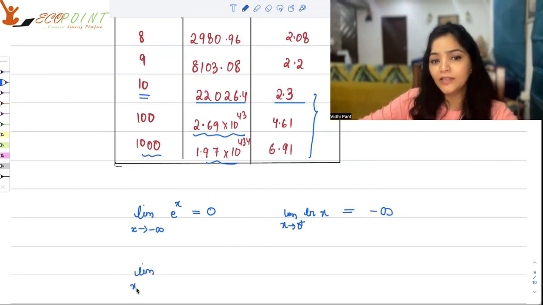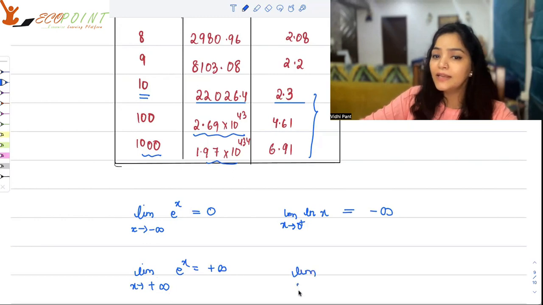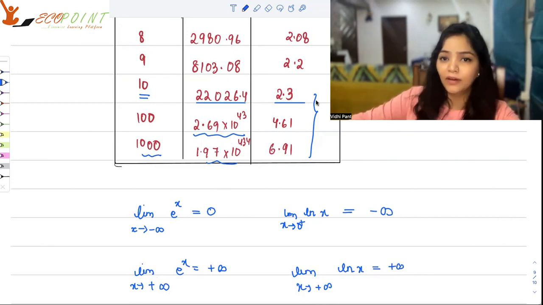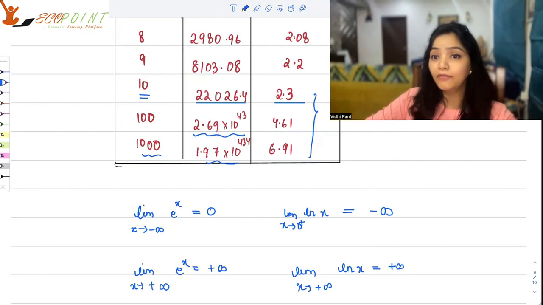Similarly, as x goes to plus infinity, e to the power x gives you plus infinity. And as x approaches plus infinity, log of x also gives you plus infinity only. But the only difference is there is a very slow movement when it comes to log, and there are very, very heavy jumps when it comes to exponential growth.